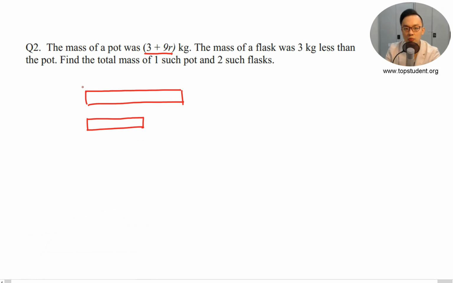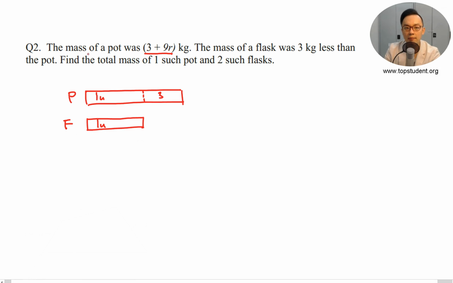The distance should be around this long with respect to the question, this wide, and leave some space in between the models. Okay, so just draw a line here and put 3. So the mass of a flask was, so this is the flask, 3 kg less than the pot. So this is the pot. Okay, likewise, this is 1U, this is 1U. All right, this diagram you understand, because this is something that you have been doing since you were what, primary 4, primary 5.